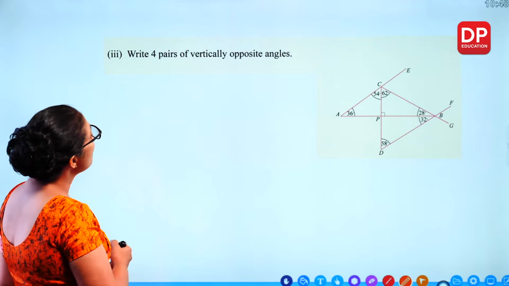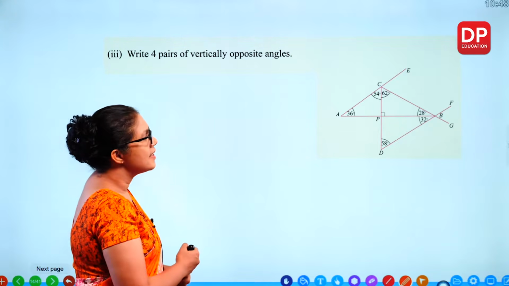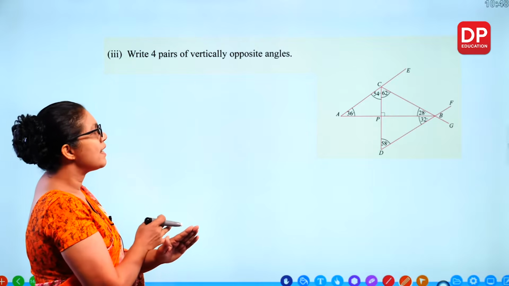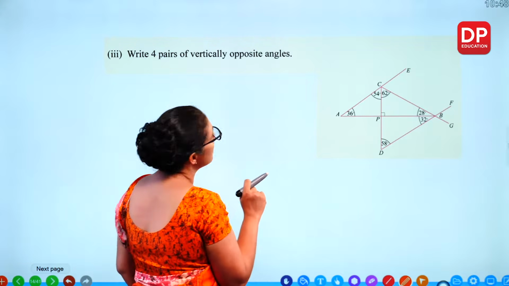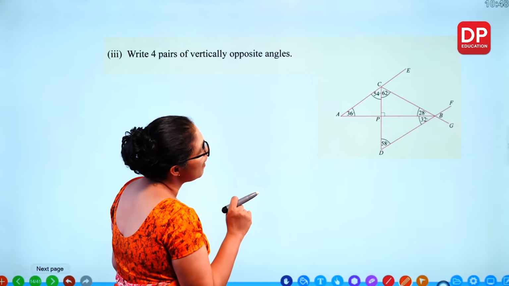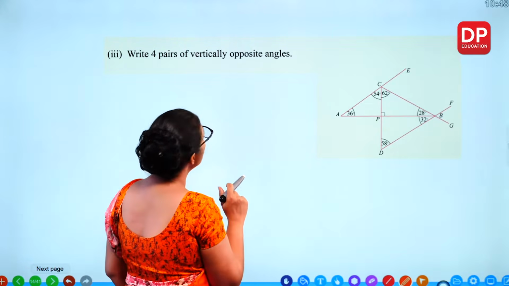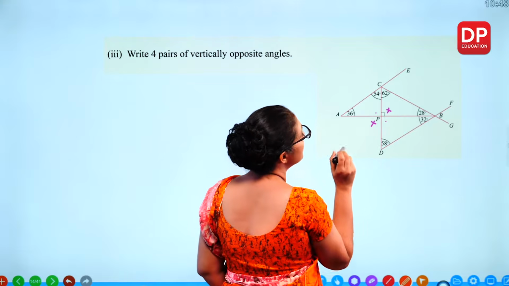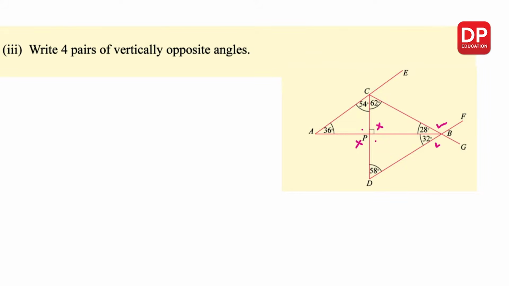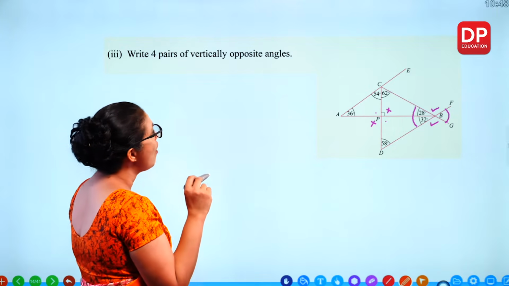Write 4 pairs of vertically opposite angles. So when you take 2 straight lines intersecting, you get vertically opposite angles. So identify vertically opposite angles. So you need 4 pairs. 1, 2. This is another pair. And here, this one with this one, and here with here. So those are the 4 pairs of vertically opposite angles.